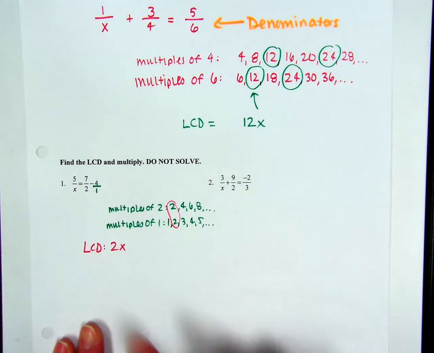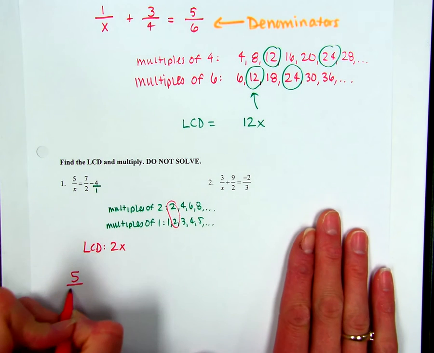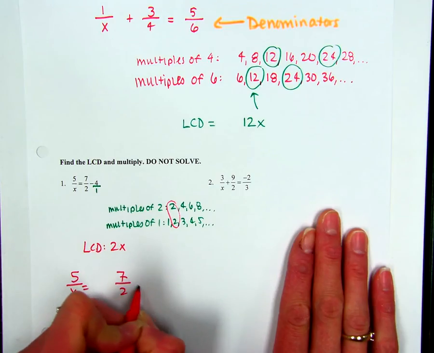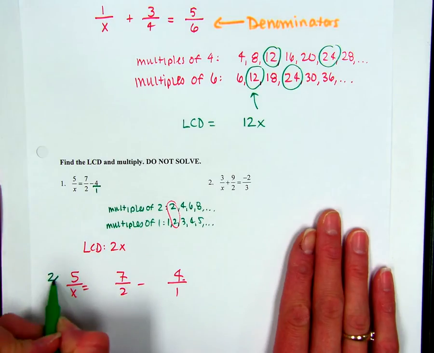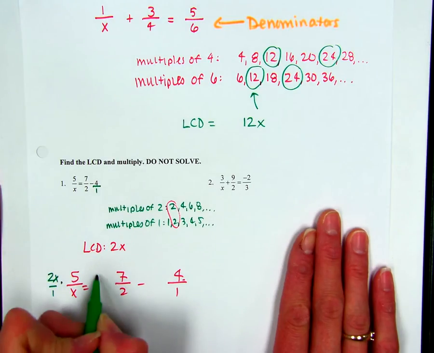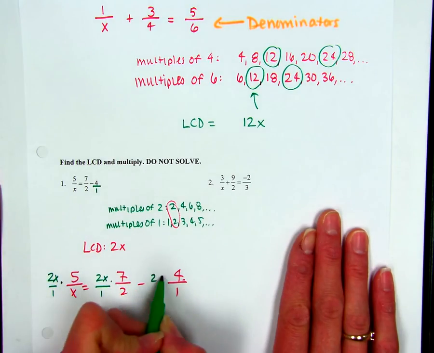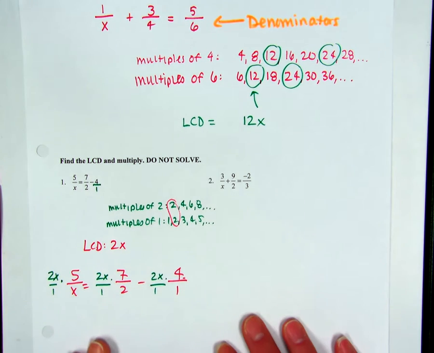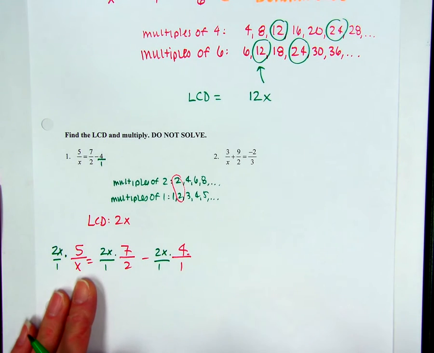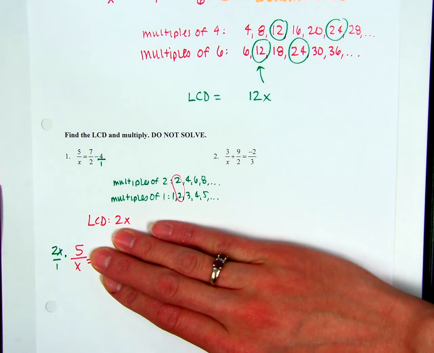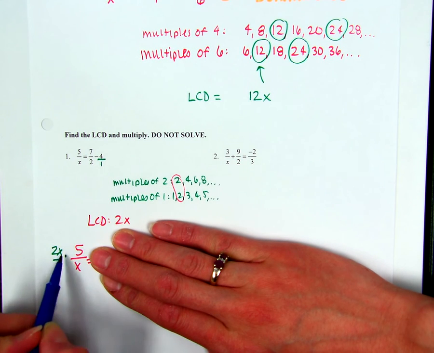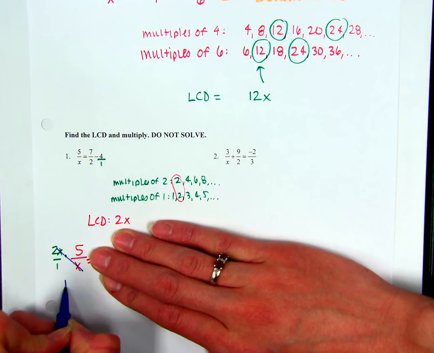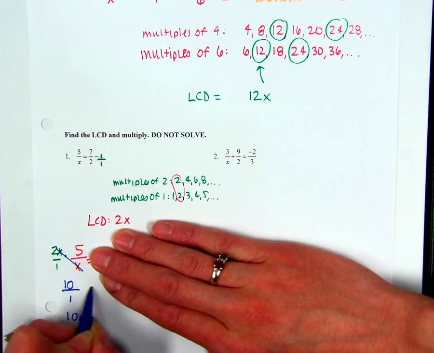All right, so the way that we're going to multiply this, I'm just going to rewrite this problem again, but I'm going to leave a little bit of space. Okay, so we have 5 over x, 7 over 2, minus 4 over 1. My LCD is 2x. So I'm going to multiply each fraction by 2x over 1. All right, and then I'm going to do what we've been doing earlier in the chapter, is you look for things that can cancel out. Can anything cross off? My x's cancel, so I'm left with 2 times 5, which is 10 over 1, which is also known as 10.